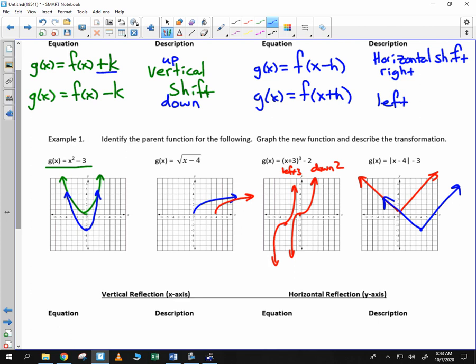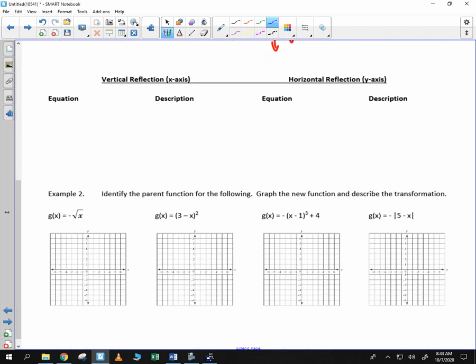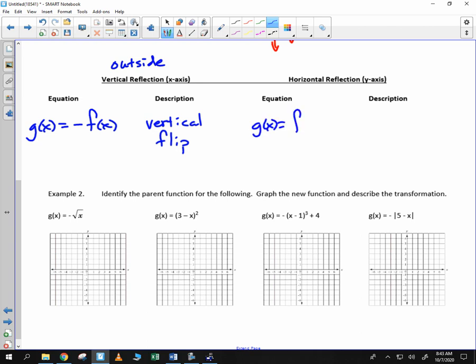So vertical and horizontal shifts are usually pretty intuitive for people. But what about reflections? g of x is equal to negative f of x. Notice that the negative, again, is on the outside. This is a vertical flip. And then if we have g of x is equal to f of negative x, notice how that's on the inside. Now create a horizontal flip.